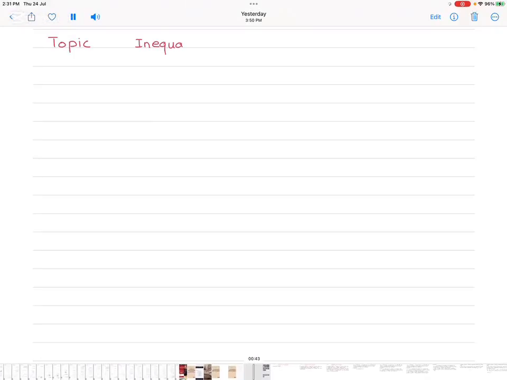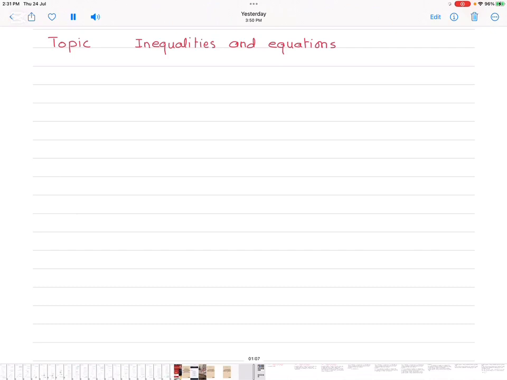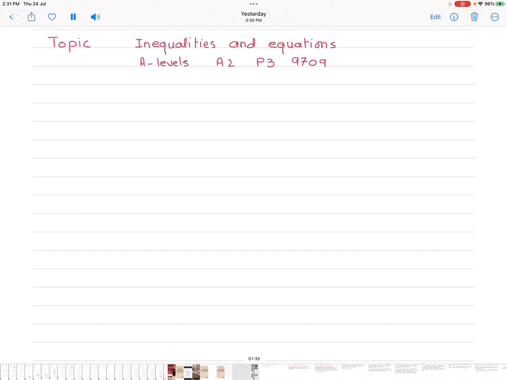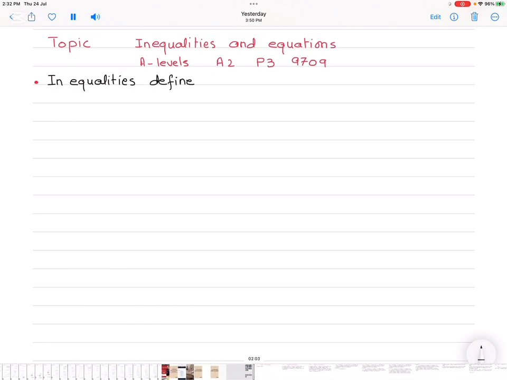Today we are going to cover the topic inequalities and equations. A levels, this is A2, P3 and code is 9709. Let's first discuss the definition of inequalities.